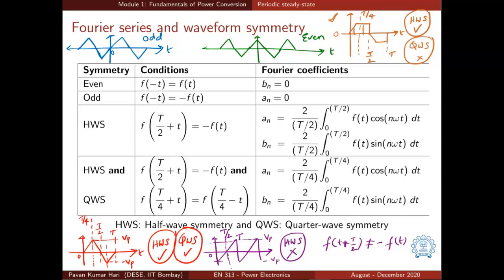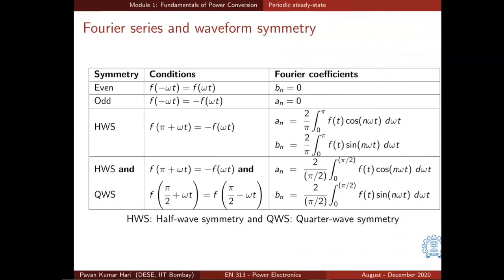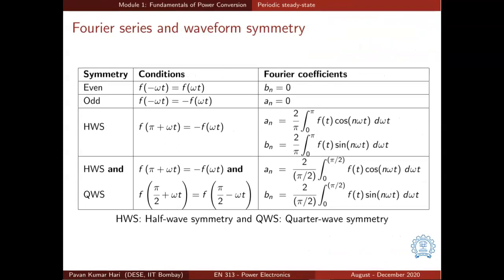But if a waveform has quarter wave symmetry in addition to half wave symmetry, like this triangular waveform, then the Fourier coefficients can be evaluated by simply integrating over one quarter of the complete period. That way the calculations will be further simplified. The variable of integration can also be changed to omega t instead of t for convenience when dealing with trigonometric functions. So this table shows the integrals written in terms of omega t as integration variable.